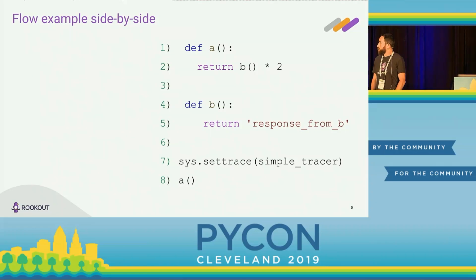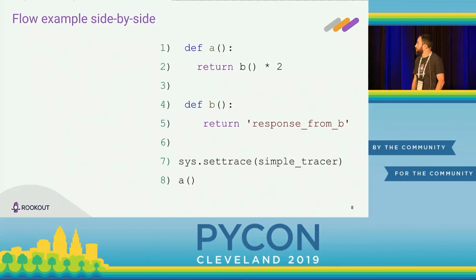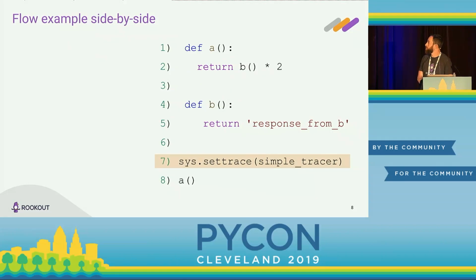This is our example. Method A returns B multiplied by 2. Function B returns response from B. And sys.settrace, simple tracer. We call settrace and set our tracer as the callback. And we invoke A. What's the standard output for that?